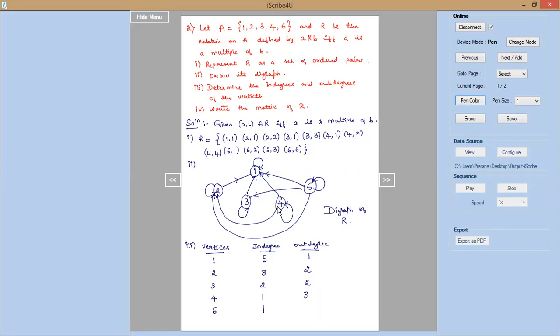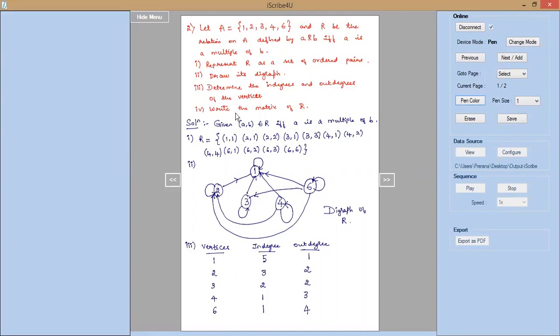Now out degree of 6 is nothing but, from 6 we have 6 to 1, 6 to 3, 6 to 2, 6 to 6. So there are 4 edges going away from 6. So out degree of 6 is 4.